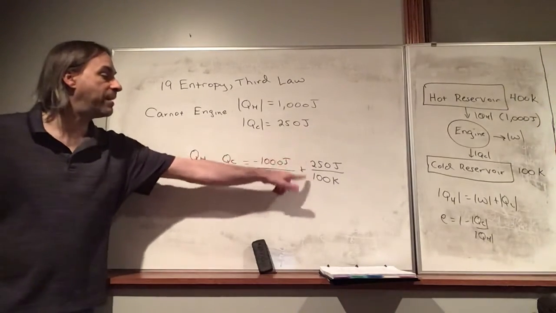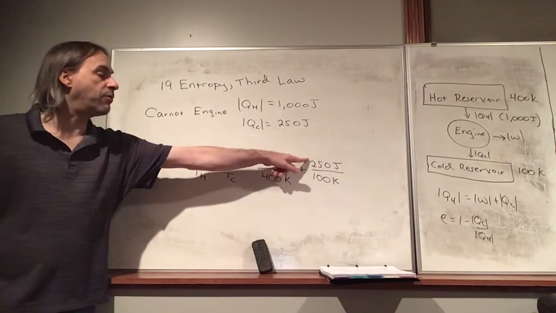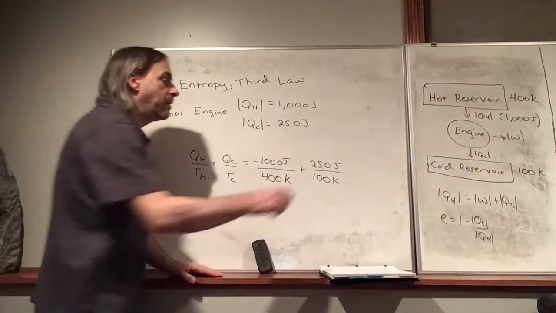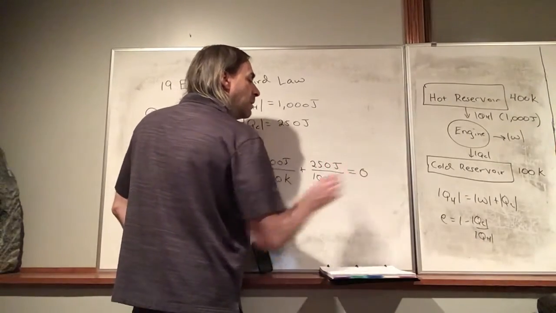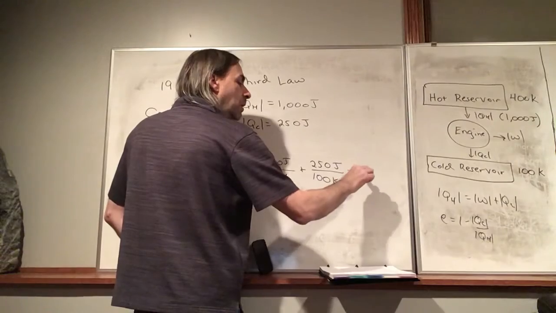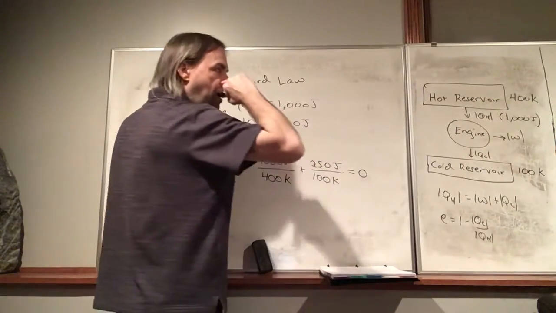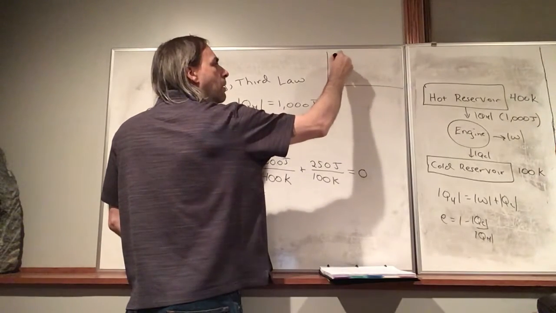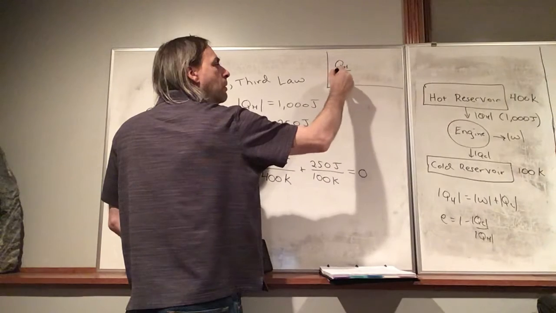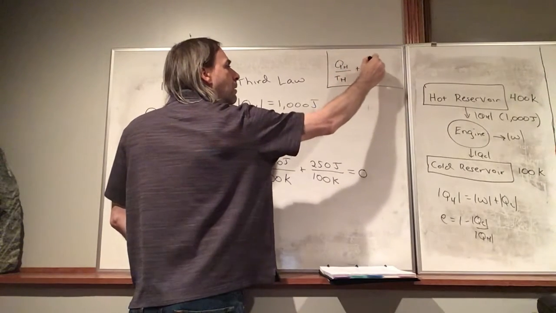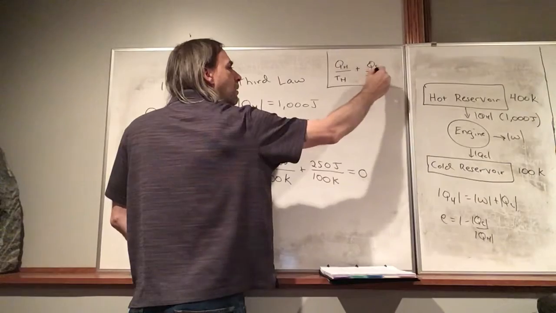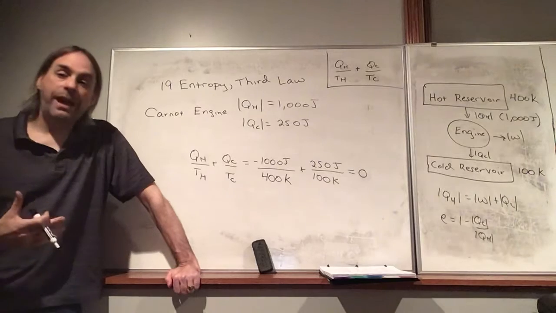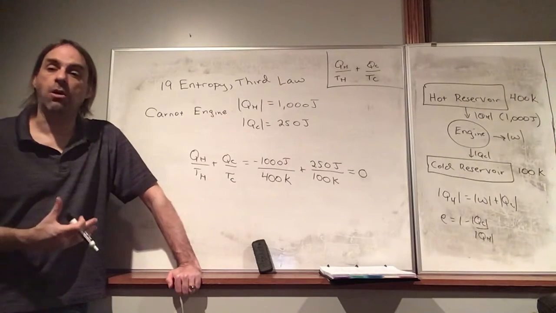Now, it's easy to see that this is going to give us 0. If you just multiply the top and bottom by 4, 250 times 4 is 1,000. 100 times 4 is 400. Just get a common denominator. And so this quantity is 0. So what we're calculating, I'm going to leave this up here. We're just going to keep calculating that. So we did this for a Carnot engine, and the result is we get 0.